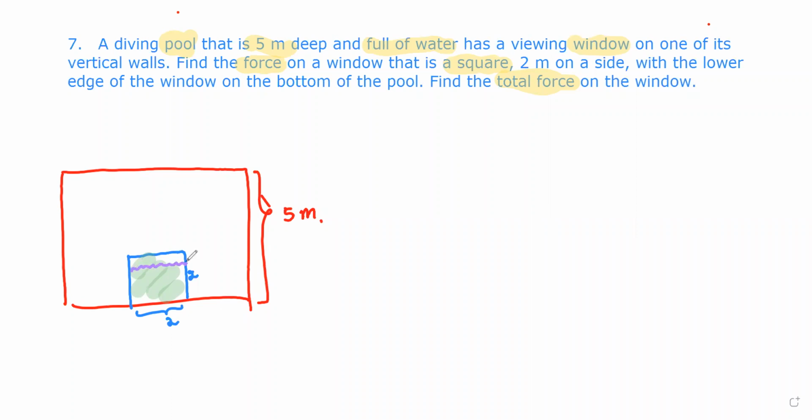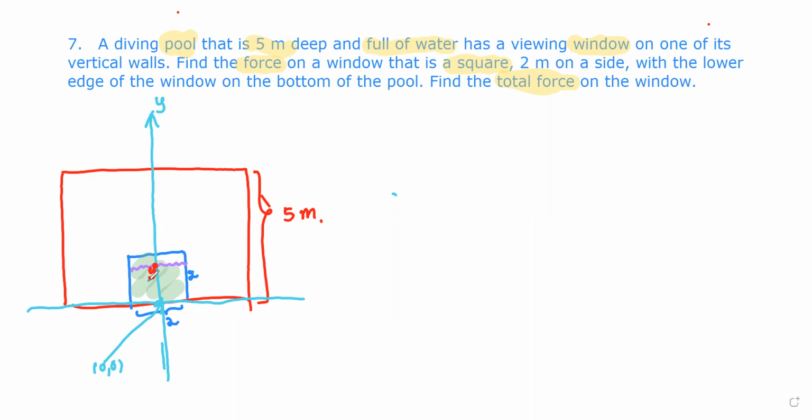Before we get too far, remember the first step. We're going to draw the axis of reference. Since this looks like a symmetrical figure, we're going to draw the y-axis right in the middle of the figure. So this is the y-axis, and the origin is on the bottom of the pool. So right there, that's the 0, 0 point. And the position of the slab of water that we consider is position y.